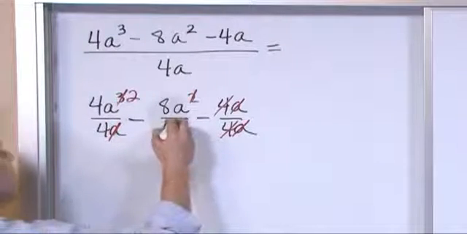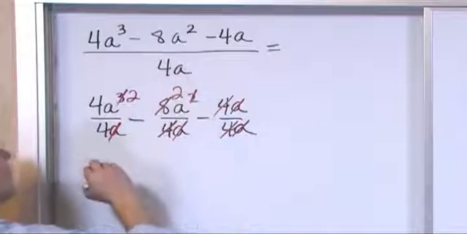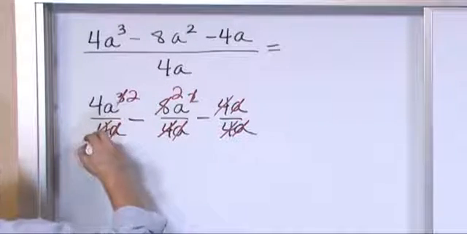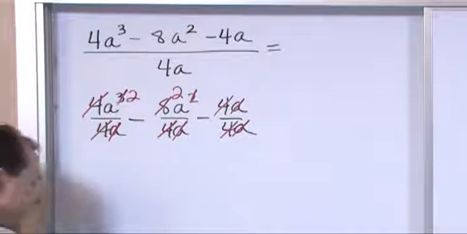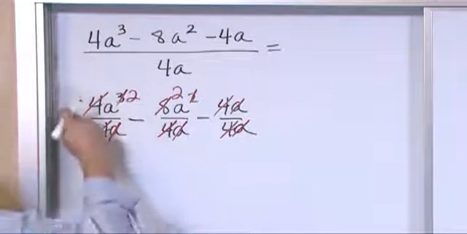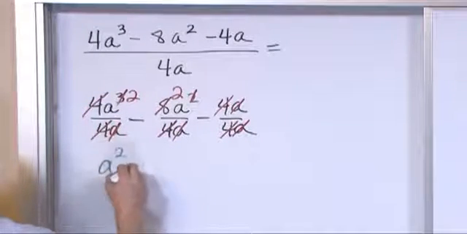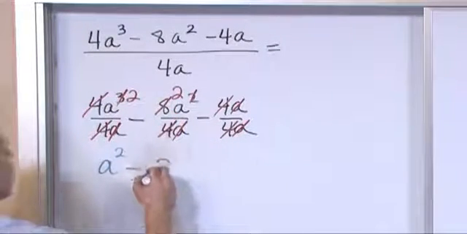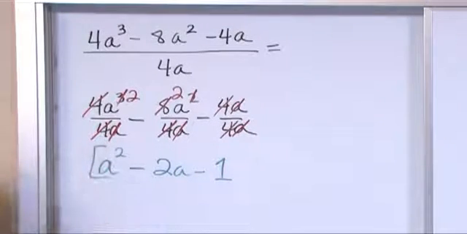Now, we divide this by 4, divide this by 4. This is going to give us 2. We divide this by 4, we divide this by 4, so they just go out. So at the end of the day, nothing left here except for a squared. Minus. Nothing left here except for 2a. Nothing left here except for 1, because everything's divided out. So we have a squared minus 2a minus 1.